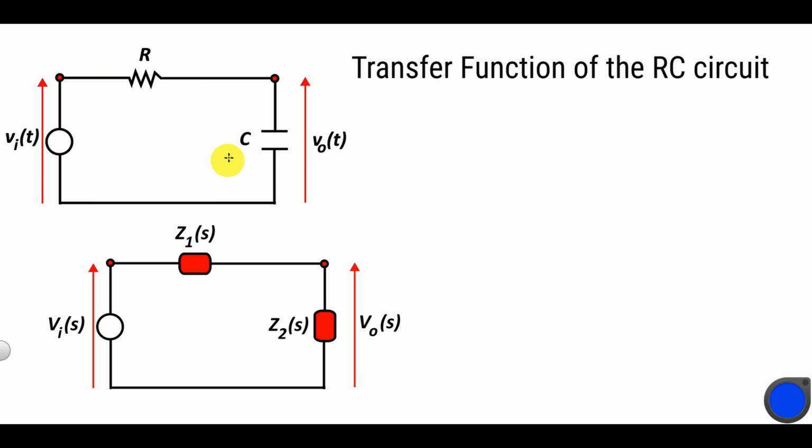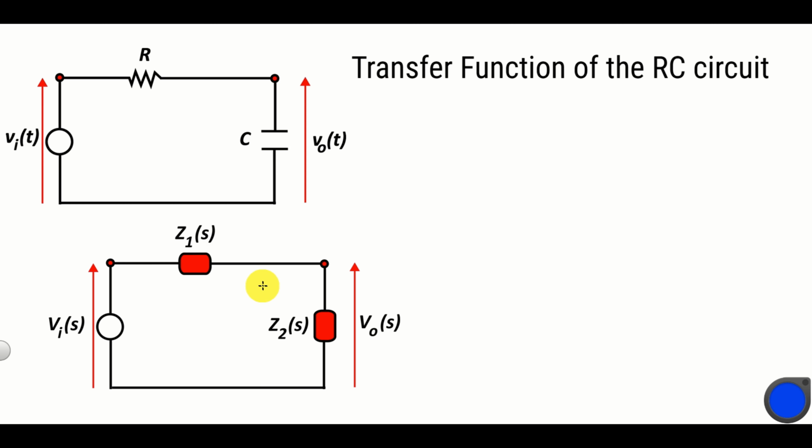Namely, instead of every electrical component such as resistor or capacitor, we can add impedance. In that way, instead of R, we add the complex impedance called Z1 of s, and instead of C, we add a complex impedance Z2 of s. In this way, we transform the circuit in the complex s domain, and then we can use simple algebraic equations and algebraic manipulations to determine the transfer function. So let's follow that approach.